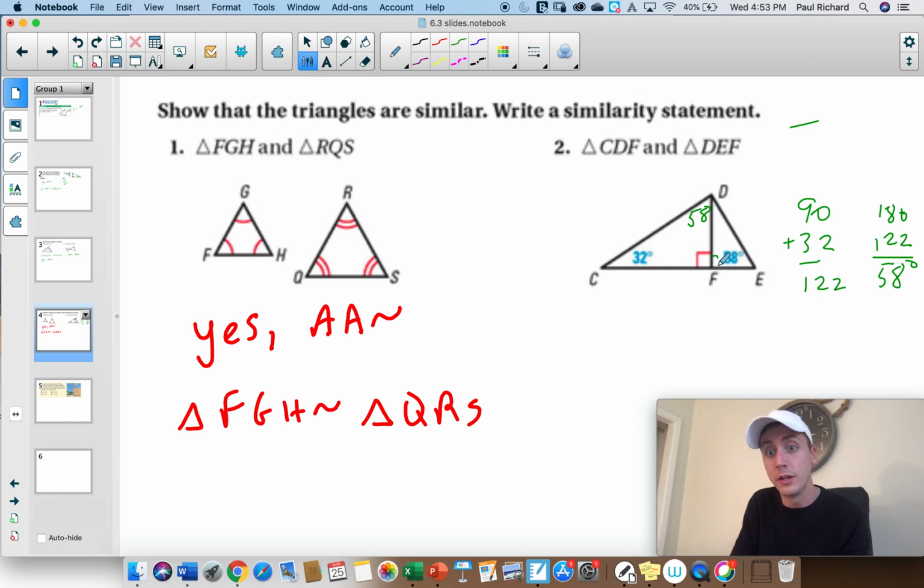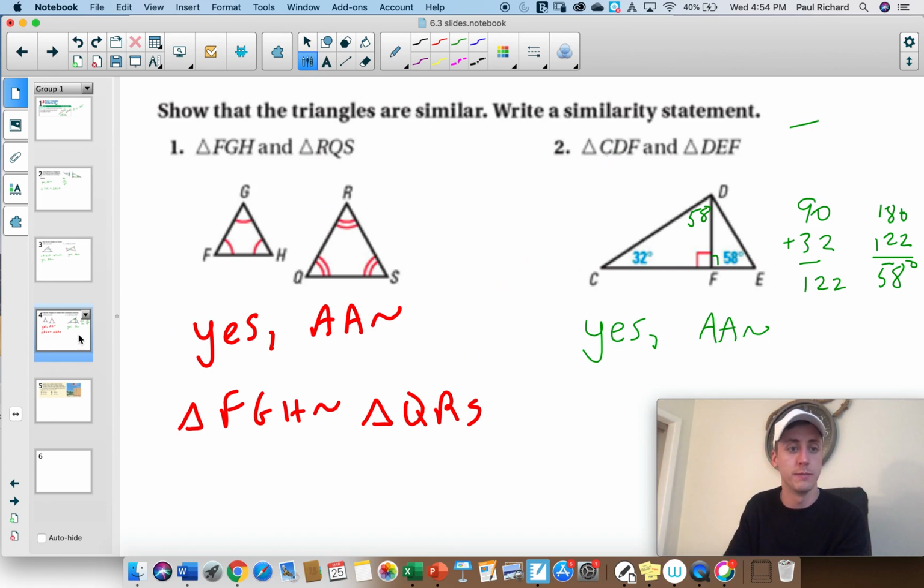So I have a right angle and a 58, and I have a right angle and a 58. So once again, this is yes because of angle-angle similarity theorem. I don't care about the 32-degree angle. This right here, this angle that I'm pointing to, has to be 32. All right, different sizes, but they are similar.